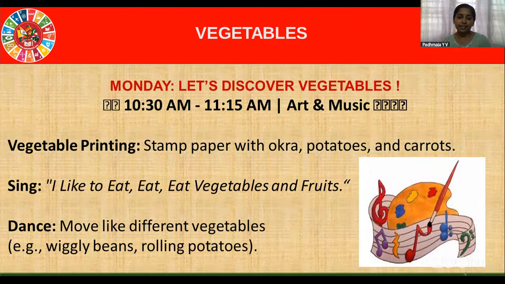Then dance can be given. That is, move like different vegetables, like wiggling beans, rolling potatoes. All these simple action words and describing words can be put together and the children asked to do a dance.